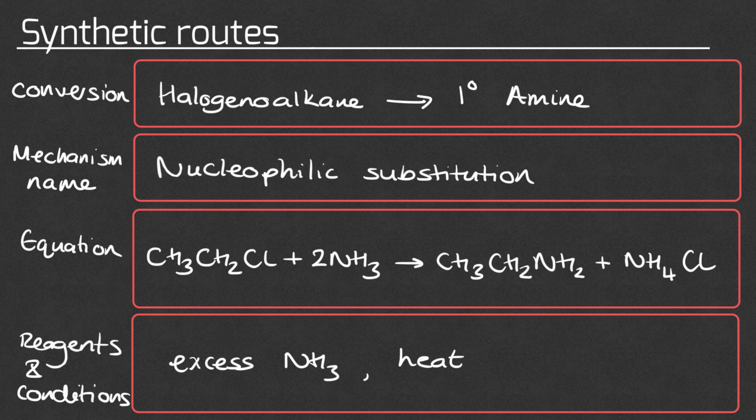The reagents for this reaction are excess ammonia and heat. Excess ammonia ensures that we'll produce the amine, as it should prevent too much of the amine reacting with our halogenoalkane starting material, but some side reactions are still possible during this process.